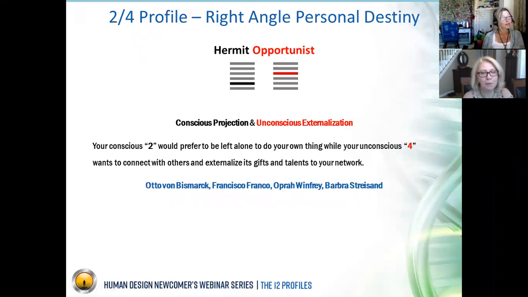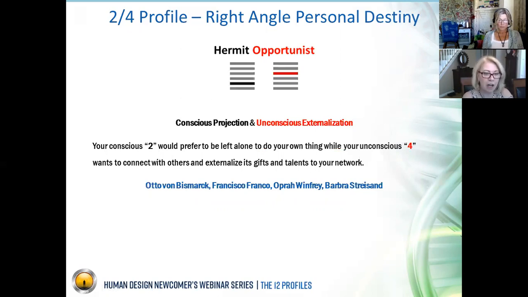What you got? 2/4 profile, another right angle, personal destiny, has the conscious projection. Now we're going up to the second line, and unconscious externalization, similar to the 1/4. So your conscious 2 would prefer to be left alone to do your own thing, while your unconscious 4 wants to connect with others and externalize its gifts and talents to the network.